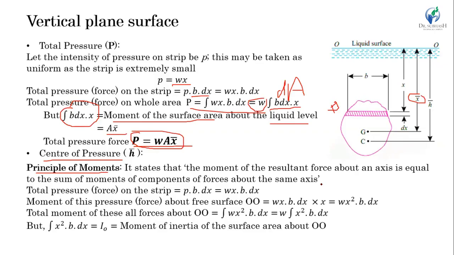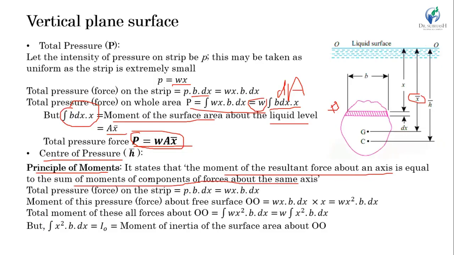So with the help of this principle of moments, we can calculate the location of application of the total pressure force. Having this distance, we have to equate two quantities: the sum of moments of the components of forces about the axis and the moment of the resultant force about the same axis. We consider OO, the liquid surface, as the common axis for both cases.